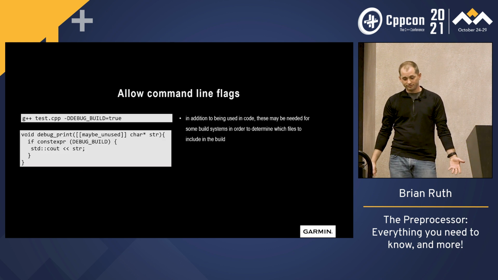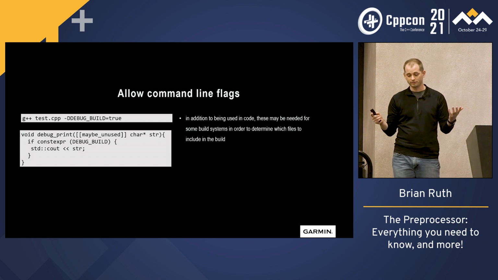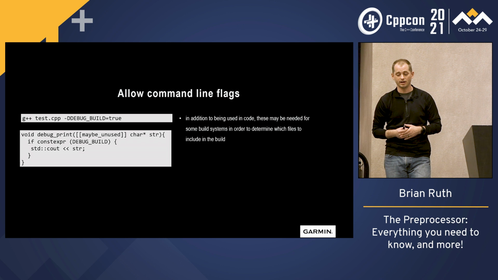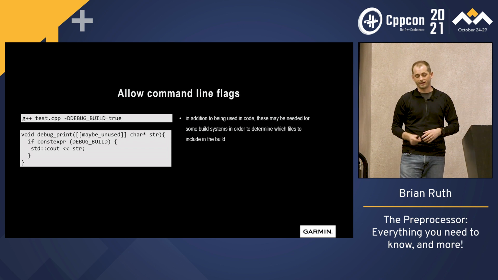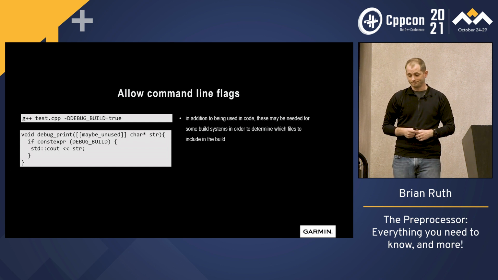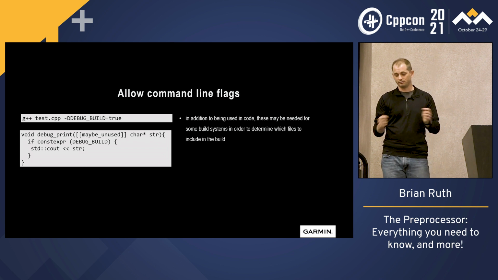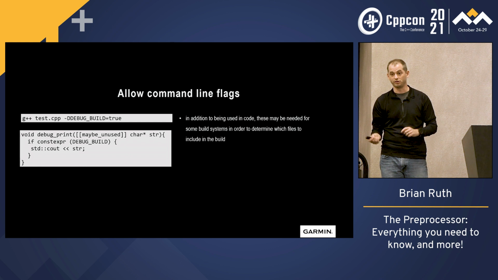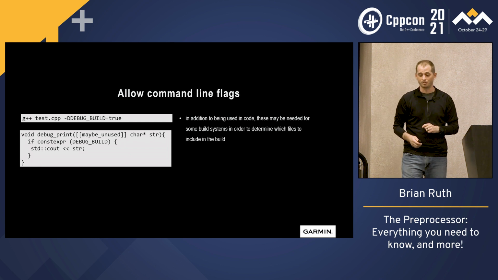So allowing command line flags. Basically this is just going to say, hey, if we're doing a debug build, we can specify that on the command line, and we can use if constexpr to just get rid of that print statement from the command line. So, in addition to being used in the code, you can also use these flags in your build system to determine which files to even include in a compilation.